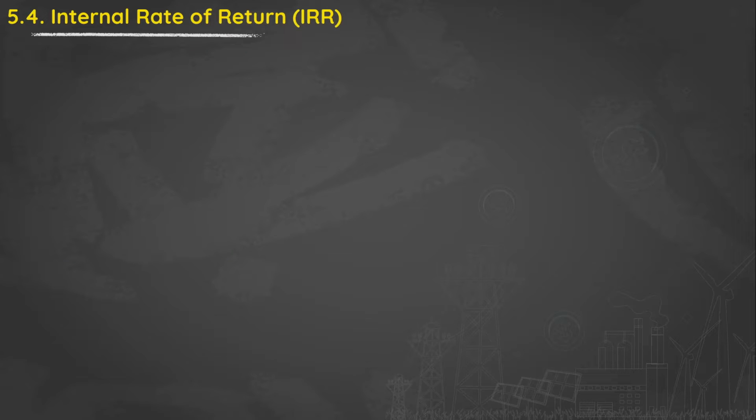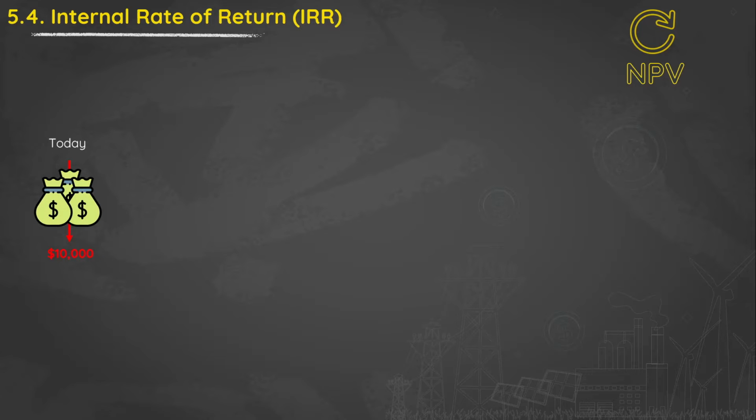The fourth technique or method we have is internal rate of return. Internal rate of return is the reverse calculation of net present value. Before explaining how, let's quickly recap what we were doing during the NPV calculation, and then we will understand how IRR is the reverse procedure. For NPV, we got our investment which we paid today.